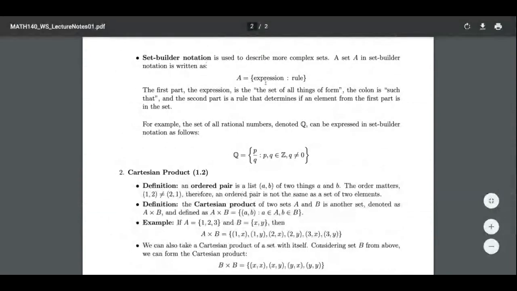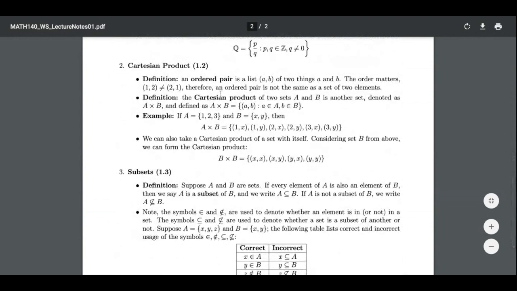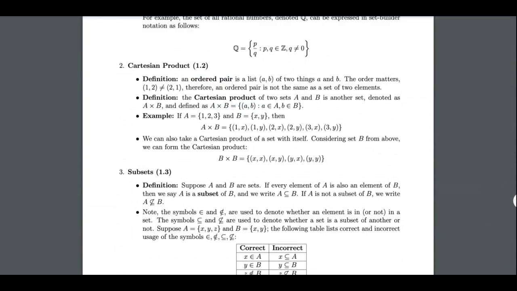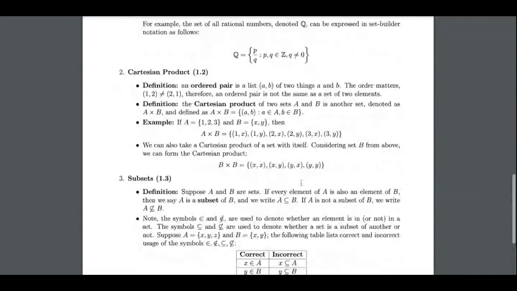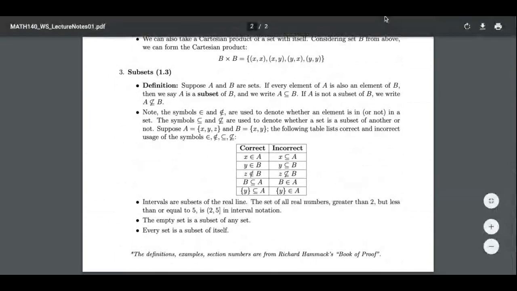And we have the set builder notation: an expression, then a colon, followed by rules. The Cartesian product we represent with ordered pairs. If we have A cross B, in the ordered pairs the first element comes from the first set and the second element comes from the second set. That's it. That's what we have learned today. Any questions? Okay, if not, let me share with you how to find the homework.